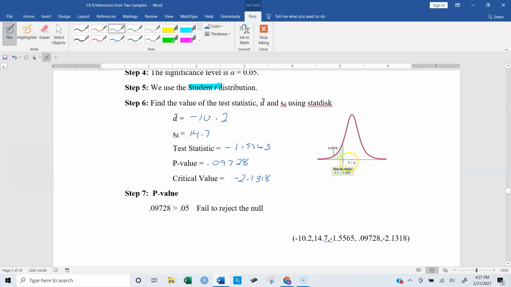So when we look here, our test statistic is here. Our critical value is down here at a negative 2. So that would tell me I am rejecting the null. My p-value is 0.09, which is greater than 0.05. I'm sorry, I just said that wrong. Your critical value is here, right? If my critical value is negative 2.1 and my test statistic is negative 1.557, it does not fall here, so we fail to reject the null.